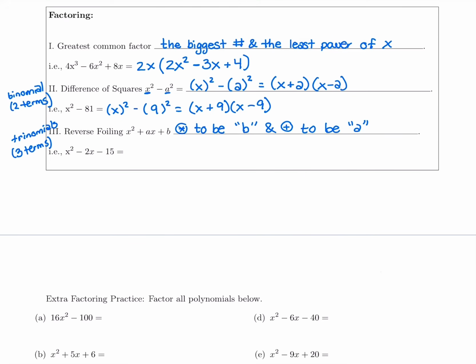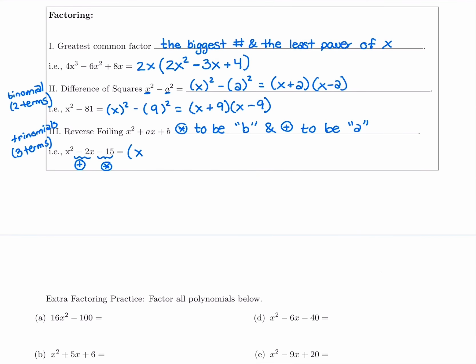So looking below there, you have x squared minus 2x minus 15. Notice if I try a greatest common factor, there's not a big number that goes into 1, -2, and -15. It would just be 1. We only pull out a 1, which isn't helpful. And then there's not a least power of x. So we can't factor using the greatest common factor first. We would just jump to reverse FOILing. So for this, we want to multiply to be -15 and add up to be -2.